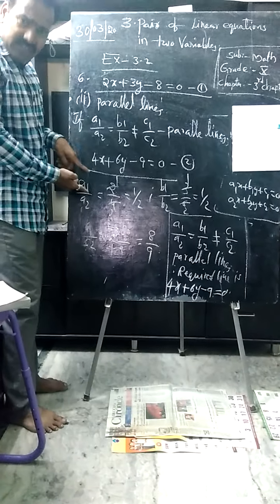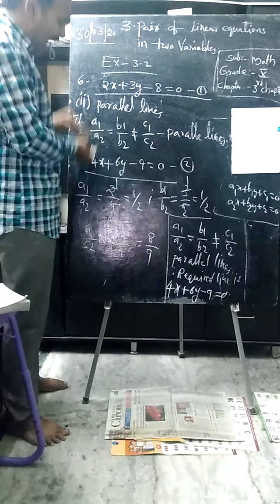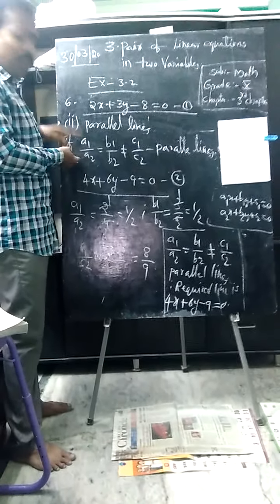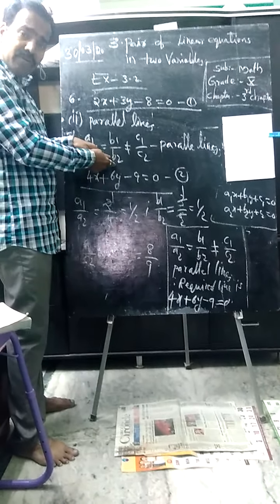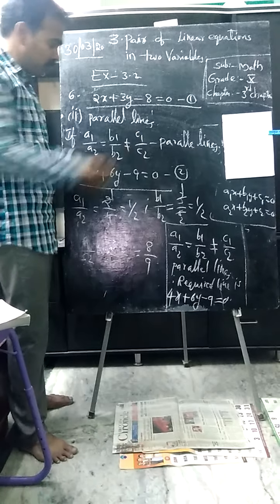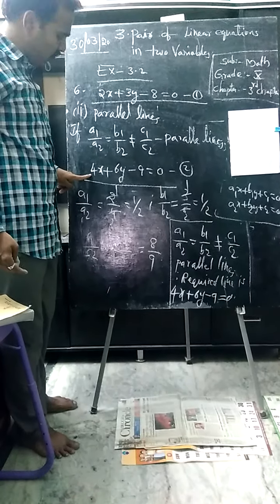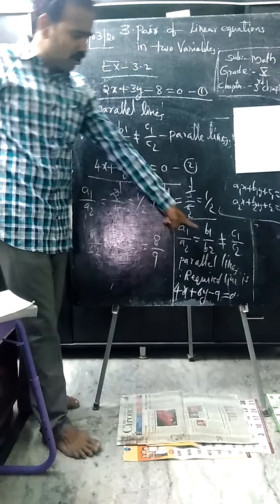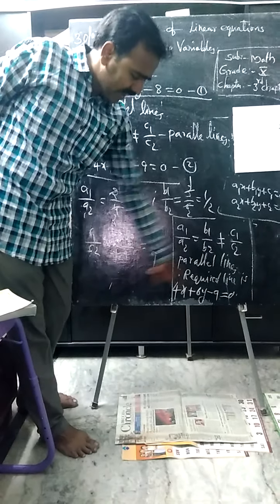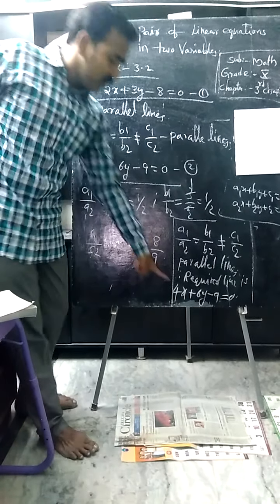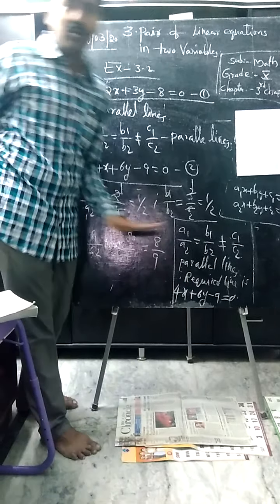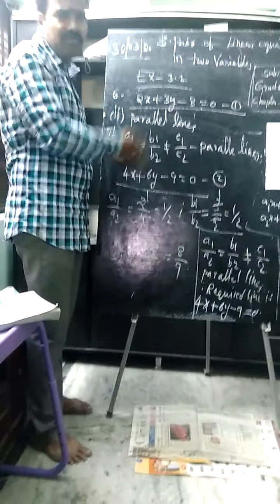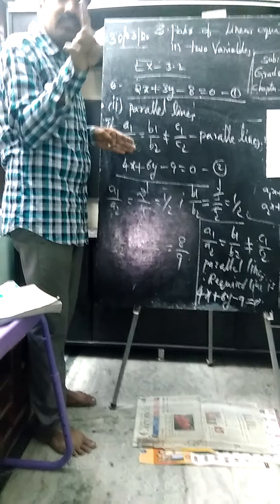As it is following this condition, again I am repeating: assume one equation which satisfies the condition for parallel lines, that is a1 by a2 must be equal to b1 by b2 but not equal to c1 by c2. We assumed 4x plus 6y minus 9 equal to 0. We checked the condition, and we got it. So the required line which is parallel to the given line is 4x plus 6y minus 9 equal to 0. This is the way. There is no need to go with this line only. You can assume your own way. It's not wrong, but don't make mistakes.